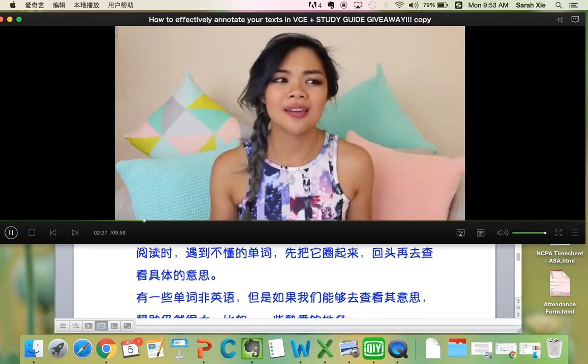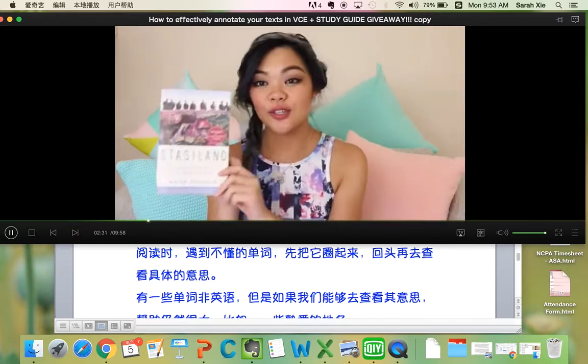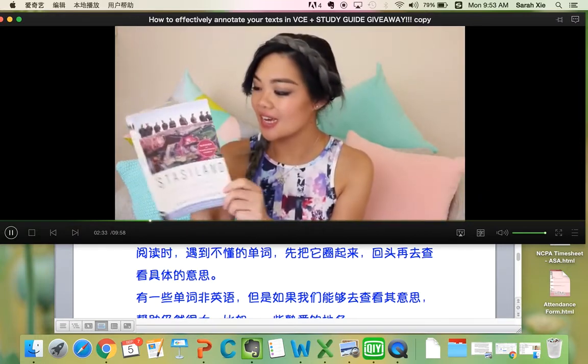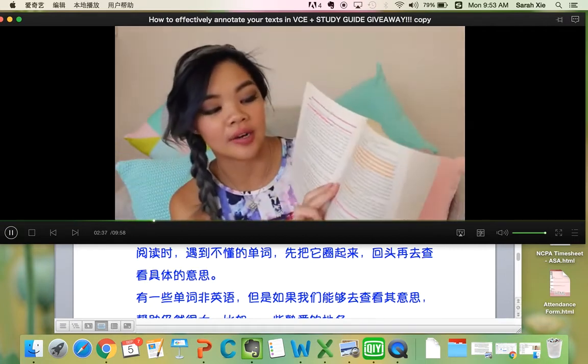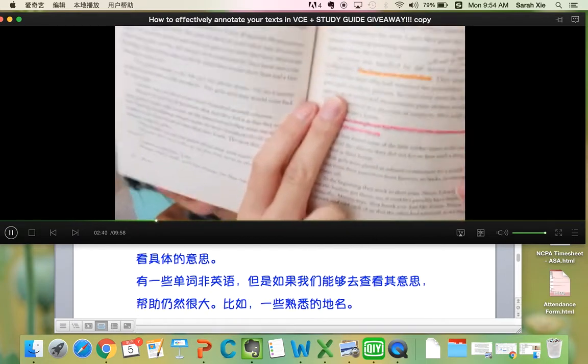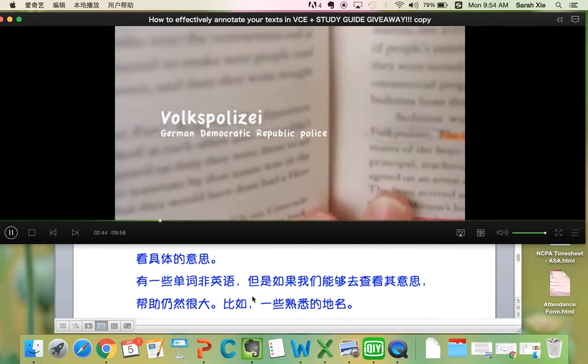By circling it, it makes it really easy when I'm flicking through the book just to look for a circle. So you can see in the text Stasiland, I've actually circled this particular word, which I'm not even going to try and pronounce because it's a German word. If you guys can pronounce it, then fantastic.